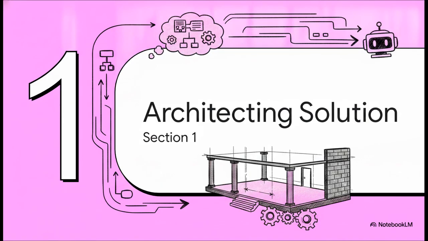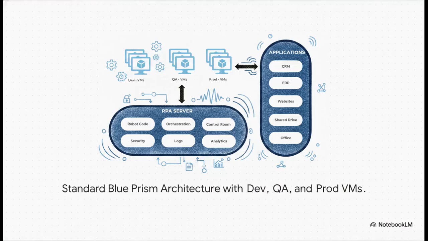Okay, let's dive into this blueprinting phase of our digital construction project. So, looking at a standard Blue Prism environment, you'll immediately see this clear hub and spoke model. Over on the left side, you've got your development, quality assurance, and production virtual machines. These are essentially the environments where the bots are built, tested, and finally set loose to do their thing. Now, notice how all of these interact directly with that central hub right at the bottom, the RPA server.